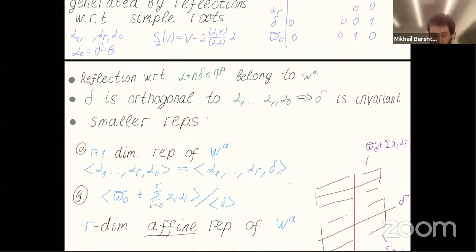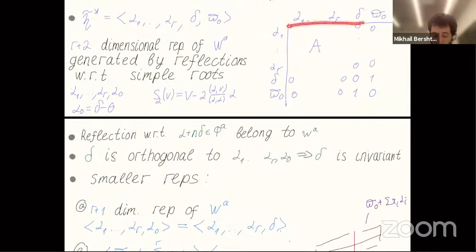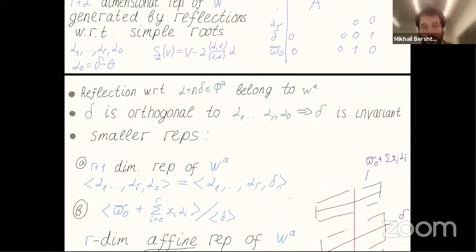The disadvantage of this space is that our form is degenerate here. So our form is given by this submatrix, and you see delta is 0. Delta belongs to the kernel of this form. So this is a standard definition of our representation, but the form is degenerate.